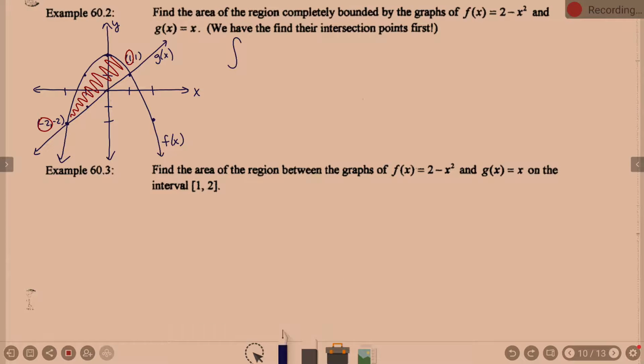The integral from -2 to 1 of, what was my upper curve? Two minus x squared minus, what's my lower curve? X times dx. I feel like this integration might be a little familiar.